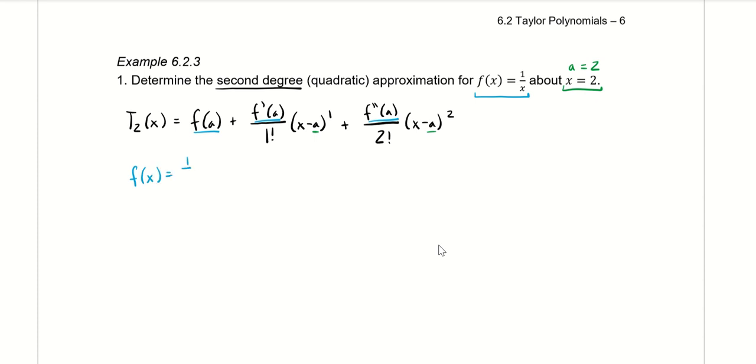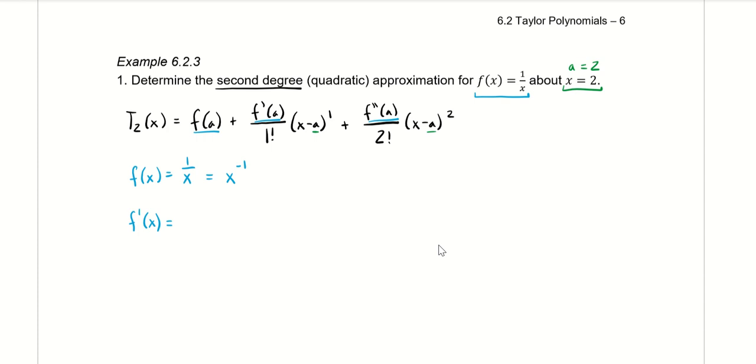So f of x equals 1 over x. Now just to make our derivatives a little bit easier, I'm going to write this as an expression involving a power. 1 over x is the same thing as x to the negative 1, right? Which makes taking my first and second derivatives a little bit easier because then I can use the power rule instead of the quotient rule.